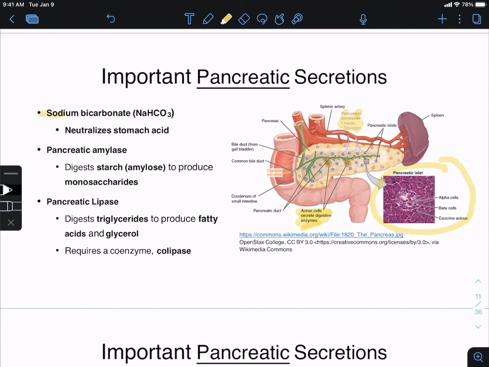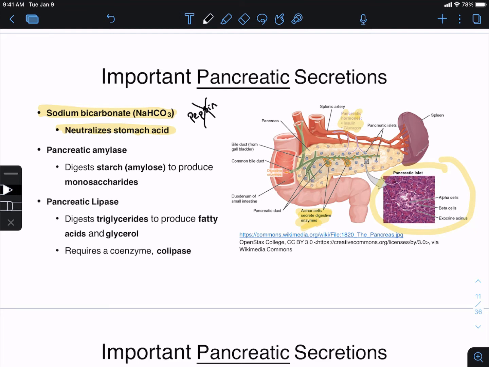A ton of sodium bicarbonate is dumped into the intestines from the pancreas to neutralize that stomach acid. Again, we're dealing with pH 2, and we need to very, very rapidly neutralize it and bring the pH up to pH 7 or 8 so that the enzymes function correctly, so that we don't autodigest our intestines. Once we get up to pH 8, pepsin is neutralized. It no longer functions.